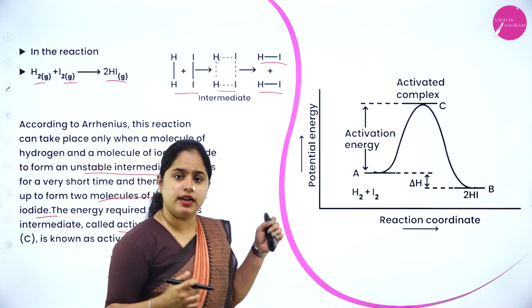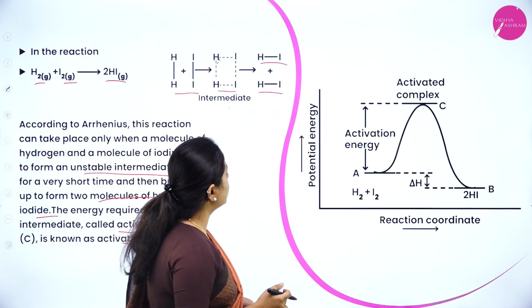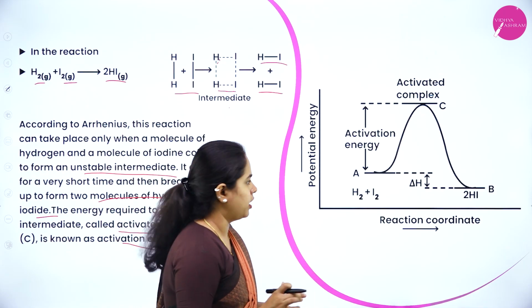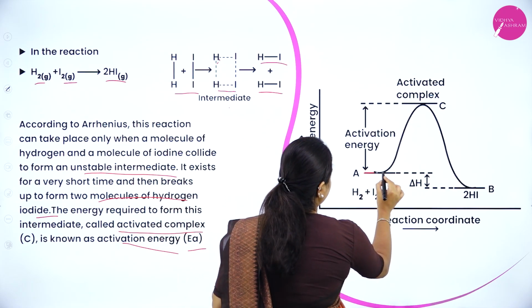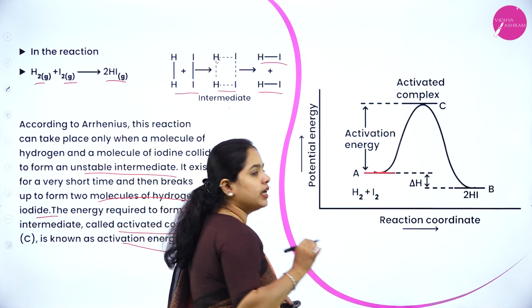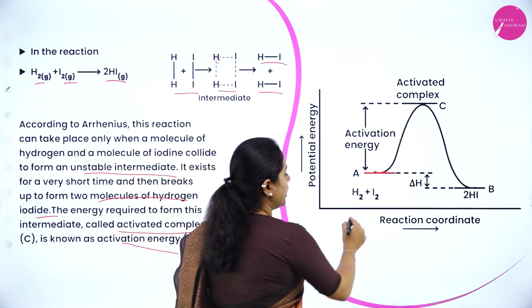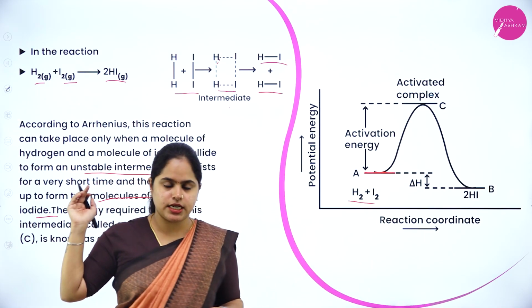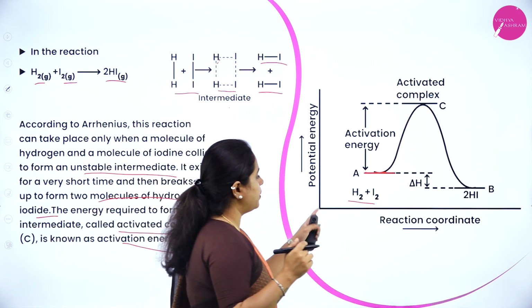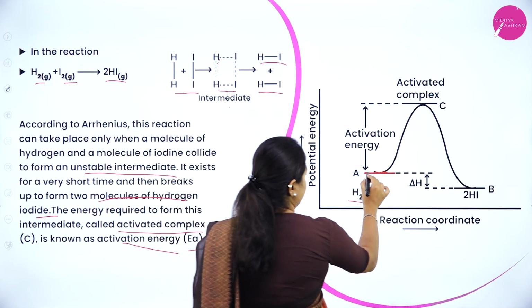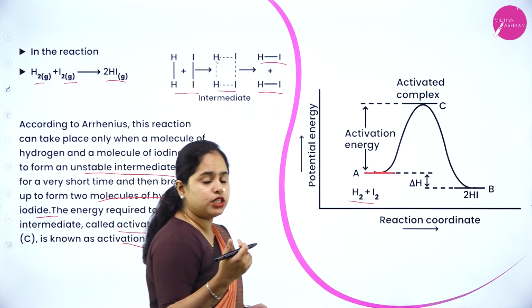So now let's understand the graph here. If we plot a graph between potential energy and reaction coordinate, let us understand how the graph is. This particular point A, as you can see here, is where the reactants are present initially. Which are the reactants here? H2 and I2. We are considering the same reaction. So H2 and I2 will be the reactants. That will be here.